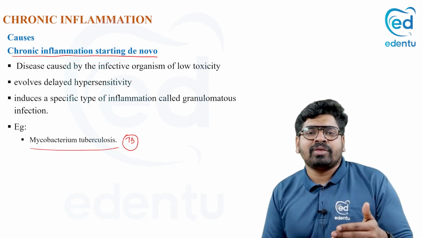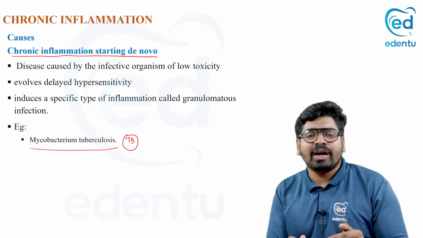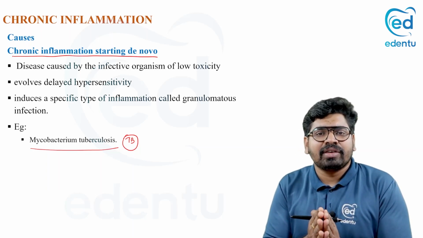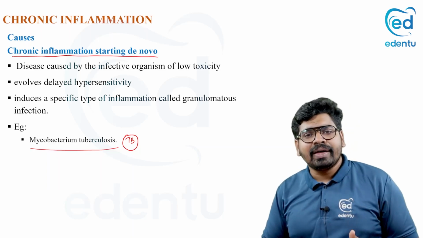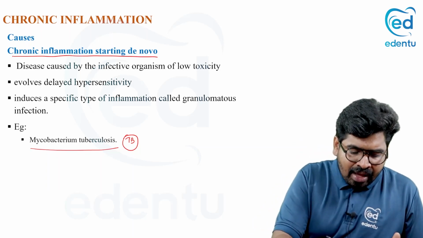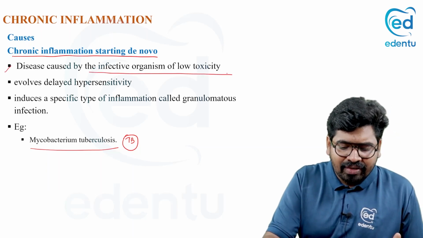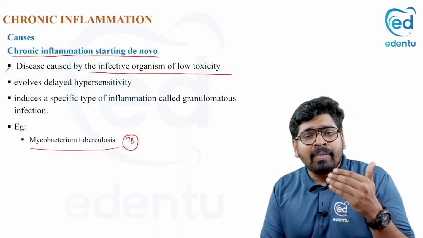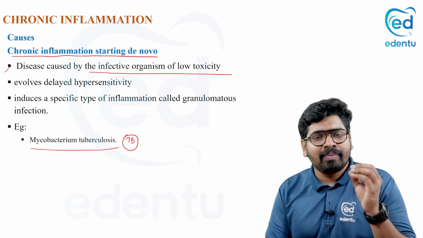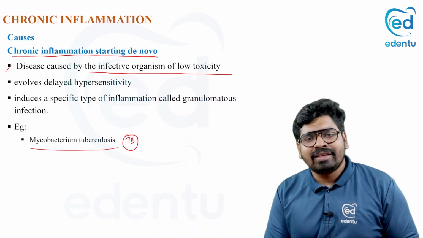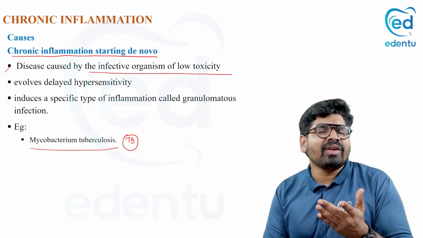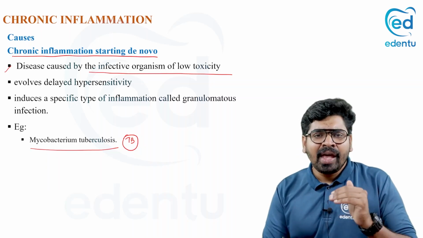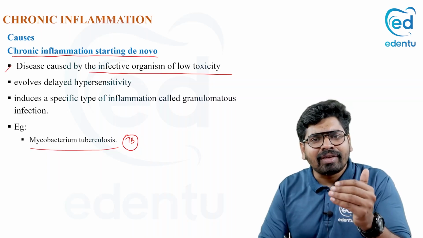There is a person who doesn't have any inflammation, but if he comes in contact with the TB bacilli, or with a person with TB, he can also develop a tuberculosis infection. It is mainly caused by an infective agent of low toxicity, meaning it cannot make an acute inflammation in his body. The tuberculosis bacilli cannot make an acute inflammation, but the bacilli can remain dormant in his body and make small chronic inflammations.